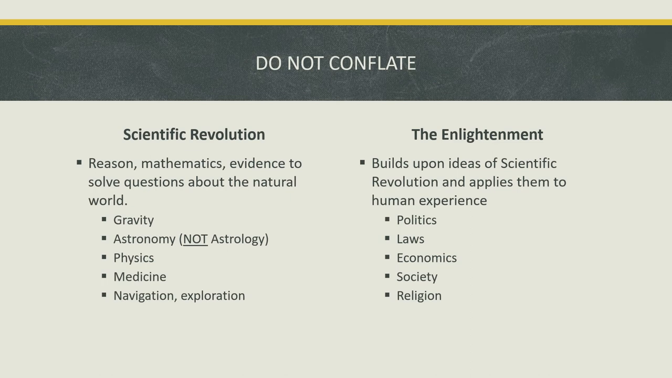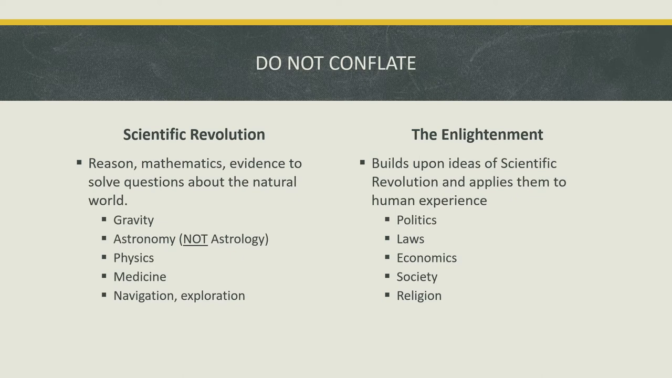So don't conflate the scientific revolution and the Enlightenment. It's very easy to do. The scientific revolution deals with things like astronomy, not astrology, astronomy, gravity, physics, medicine, navigation, radiation, that sort of thing. So scientific pursuits, scientific things that exist without humans. They don't need humans to exist. The Enlightenment deals with things that need humans to exist.